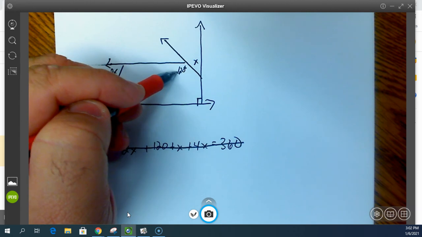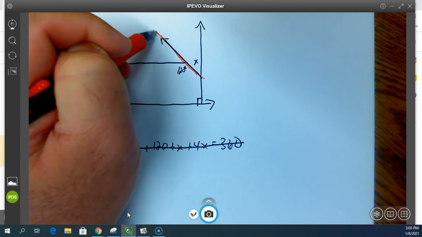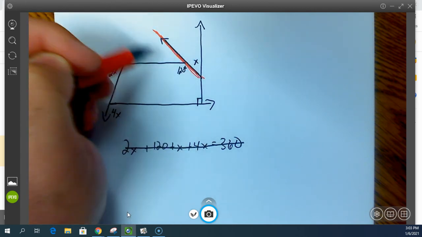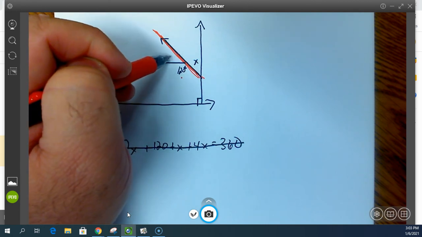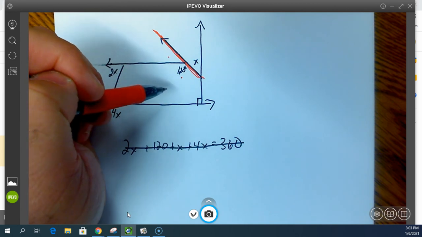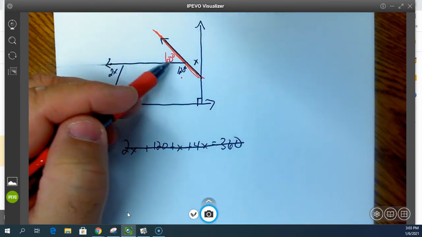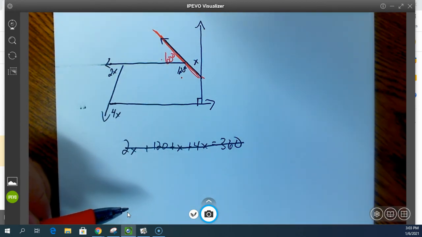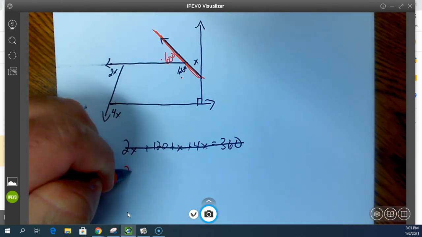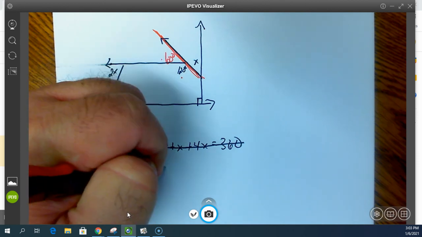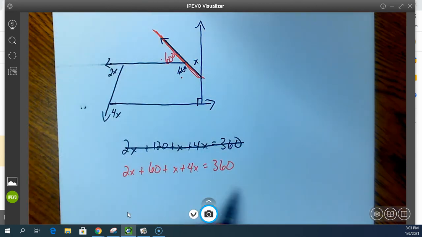So if this interior angle is 120 degrees, what do we know about a straight line? How many degrees is a straight line? Well, a straight line has 180 degrees. So if this angle is 120, what do we add to that to get 180? So this exterior angle is 60 degrees. So I've had several people who get to this point and then write this down. This is still wrong.